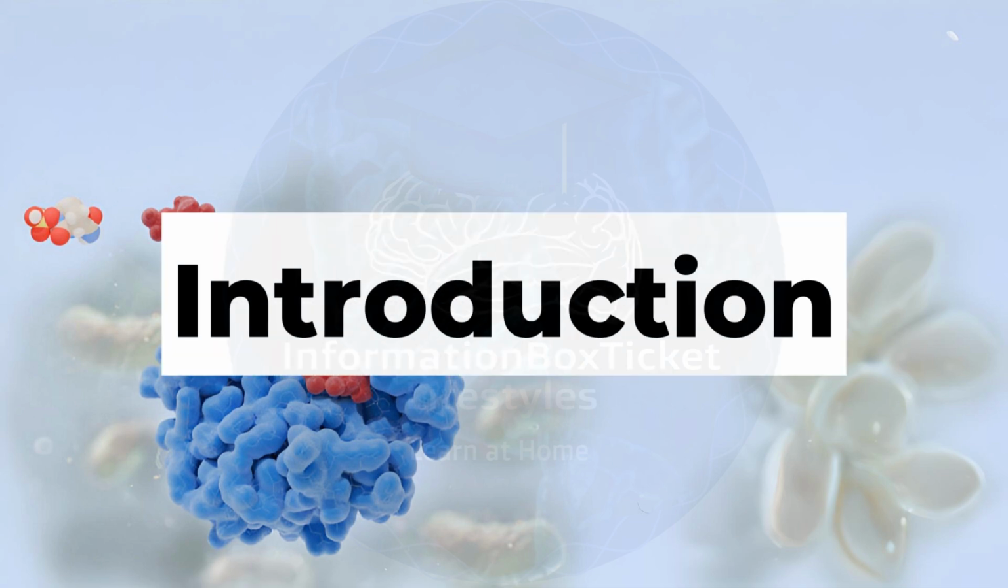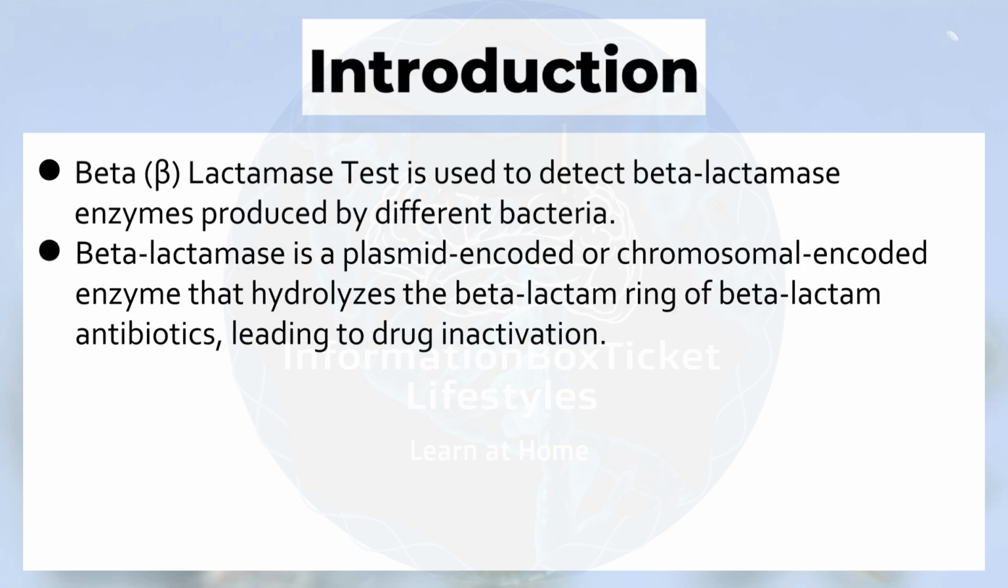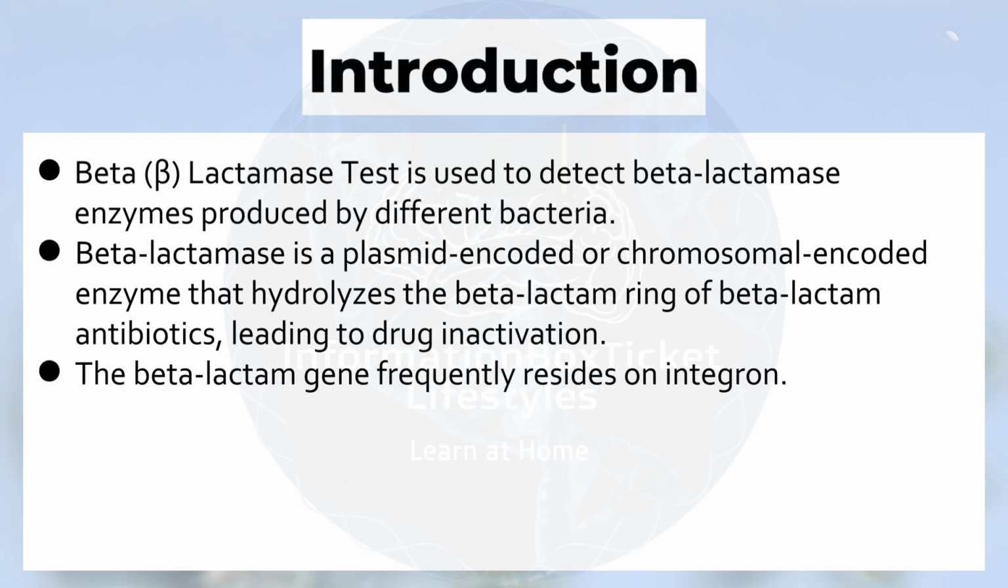Introduction to beta-lactamase test. Beta-lactamase test is used to detect beta-lactamase enzymes produced by different bacteria. Beta-lactamase is a plasmid-encoded or chromosomal-encoded enzyme that hydrolyzes the beta-lactam ring of beta-lactam antibiotics, leading to drug inactivation. The beta-lactamase gene frequently resides on integron.